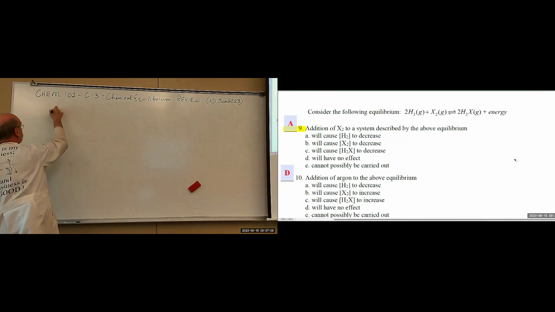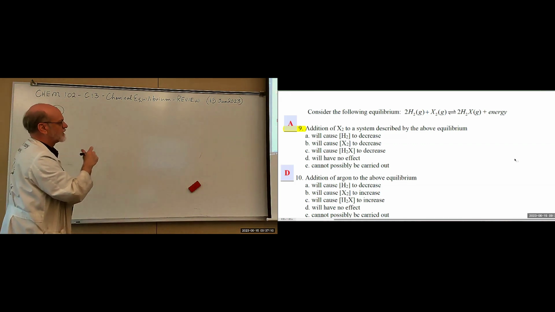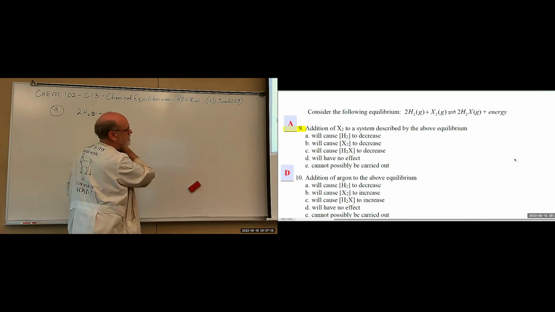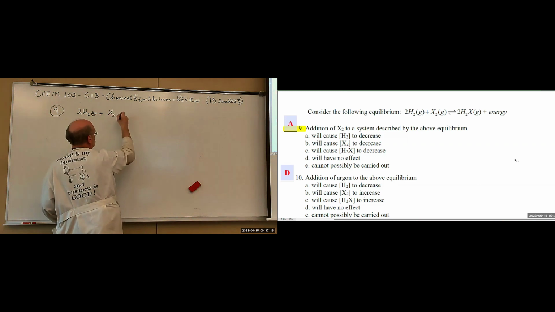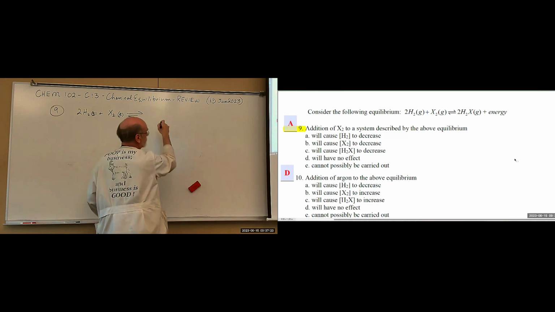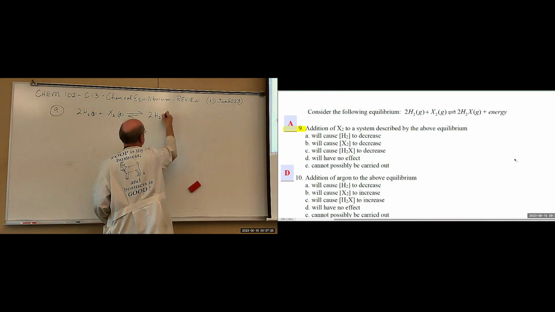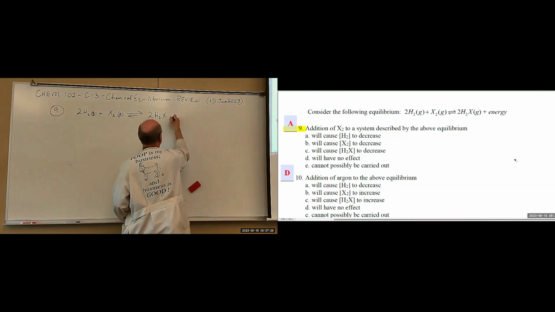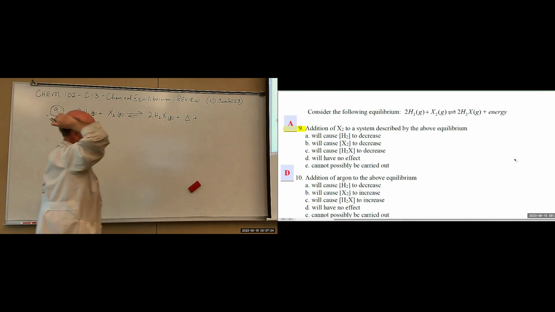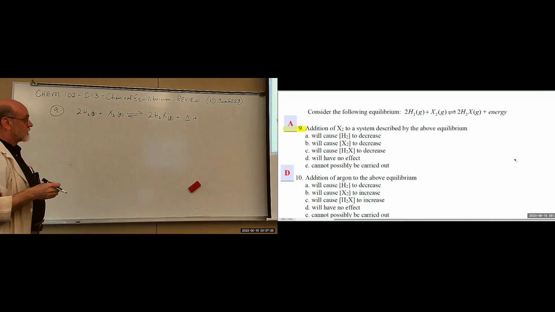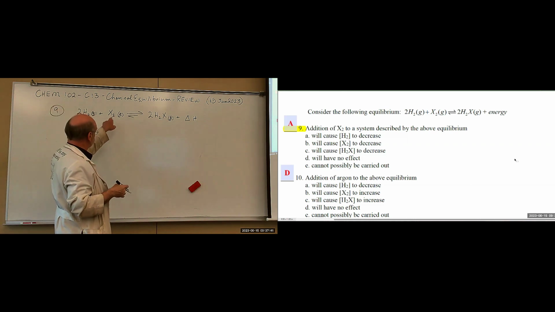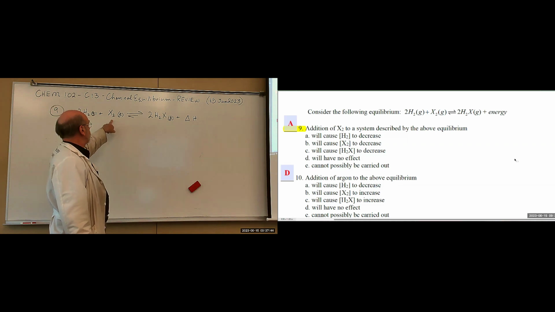Number 9. This is based upon 2 hydrogens plus a diatomic gas of some kind in equilibrium with H2X gas plus energy. Okay, so that's an exothermic reaction. Addition of X2 to a system described by the above equation. If we add some of this, what will happen to the others?